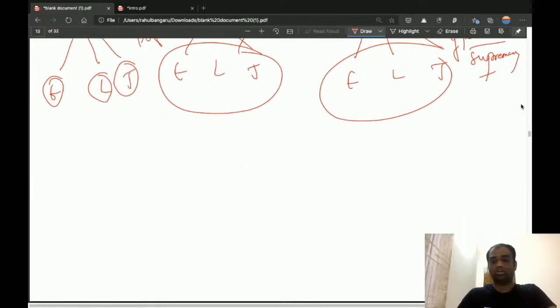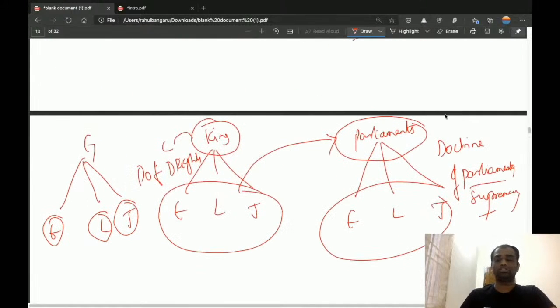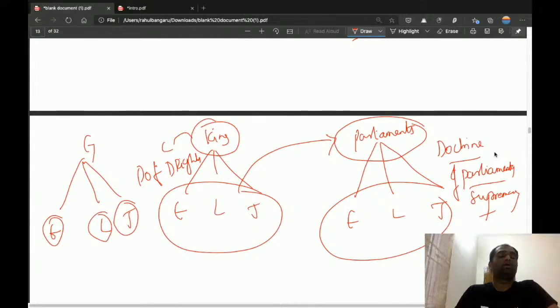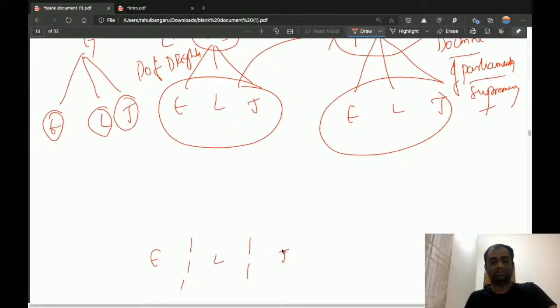Okay, now I'll explain your doubt, Nitya, later on. See here. Now in USA, they did not follow this doctrine of parliamentary supremacy because they thought that even though the parliament is a democratic body, still parliament is all too powerful. There are no checks and balances imposed on parliament. So they separated all these functions into different bodies.